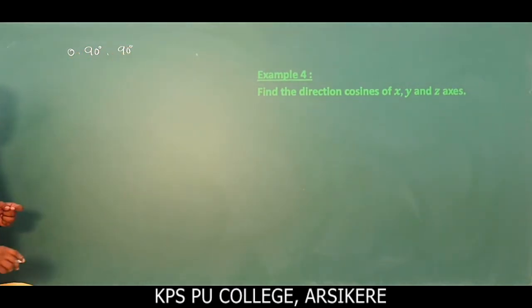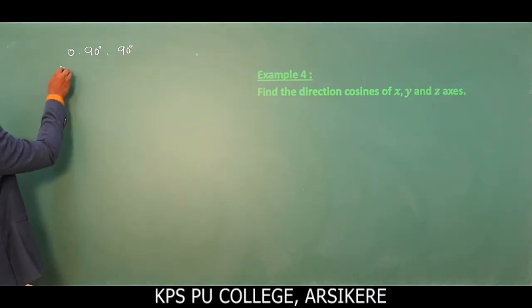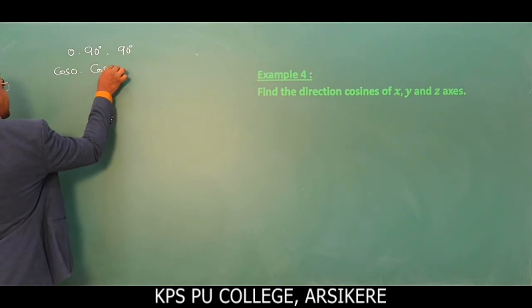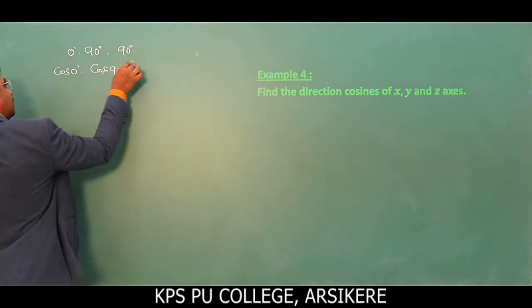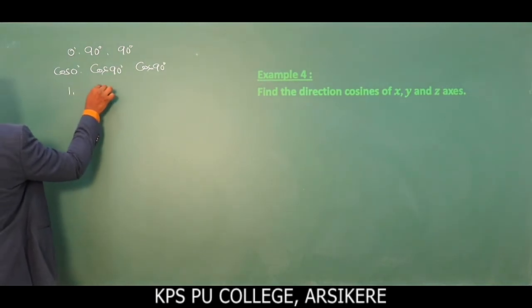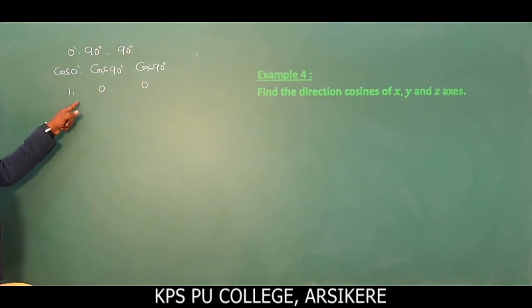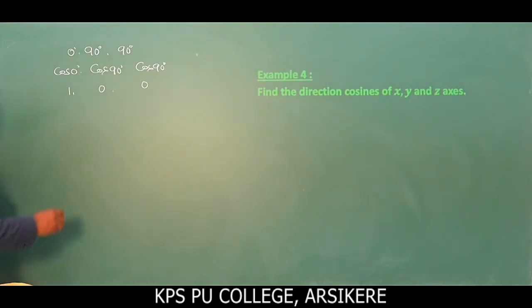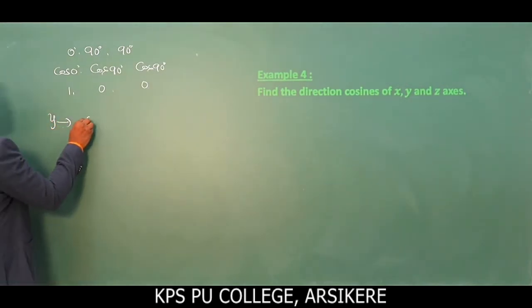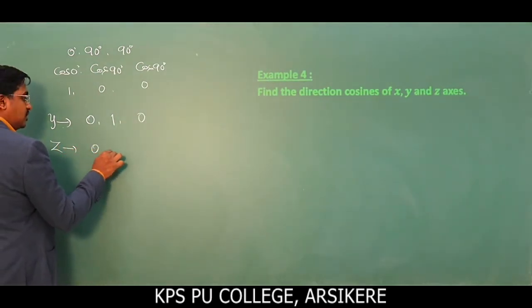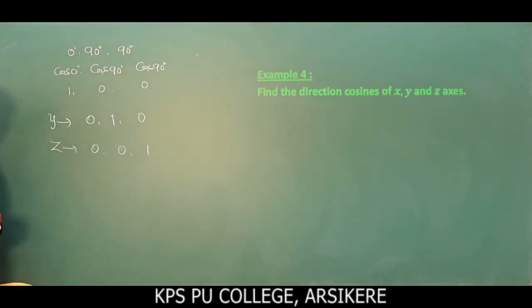If you apply cos for these angles, we will obtain cos 0, cos 90 degree and cos 90 degree. So what are the values here? 1, 0, 0. So they are the direction quadrants of the x axis. Similarly for y axis, very good, that is 0, 1, 0, and z axis here 0, 0, 1. So these are the things we discussed in the last class.